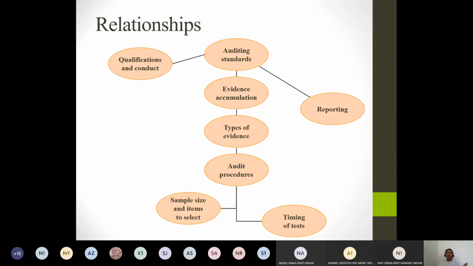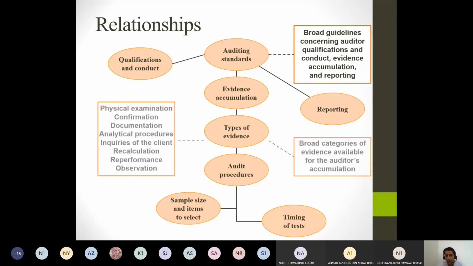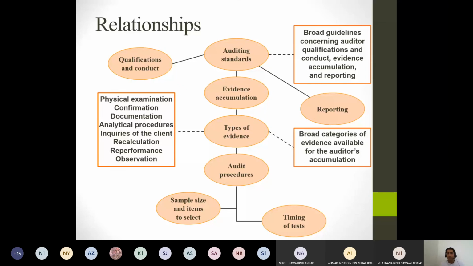Okay, so this diagram is explaining the broader relationship between what we discussed just now in terms of the type of evidence and where we collect the evidence from. So the audit evidence first comes from broad guidelines concerning the auditor's qualification and conducting evidence accumulating and reporting. So that's what collects and shapes the audit evidence accumulation.